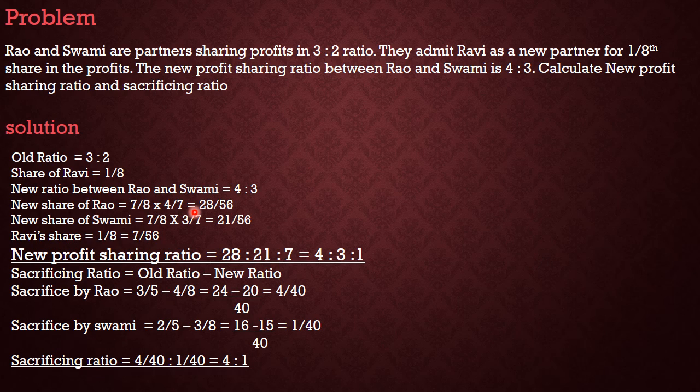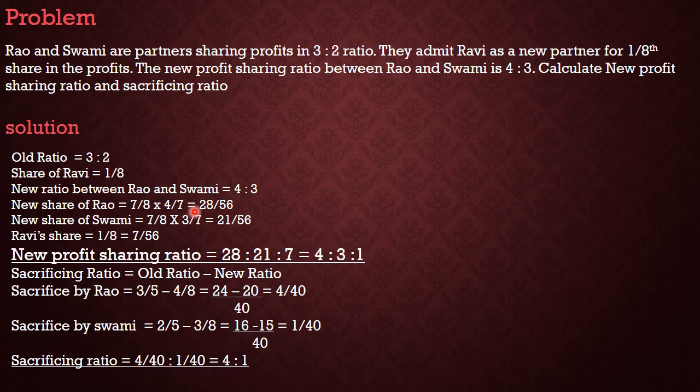That is, 7 by 8 is the remaining part of profit after giving the share of Ravi, that is 1/8. 1 minus 1 by 8, that is 7 by 8. Out of that 7 by 8, Rao will get 4 by 7. 7 by 8 into 4 by 7, that is 28 divided by 56.